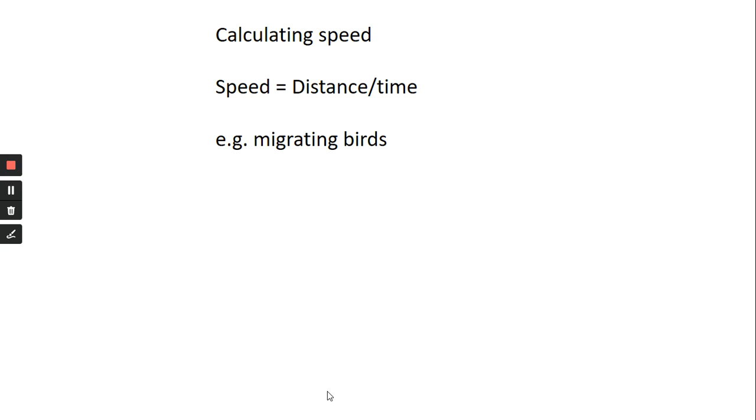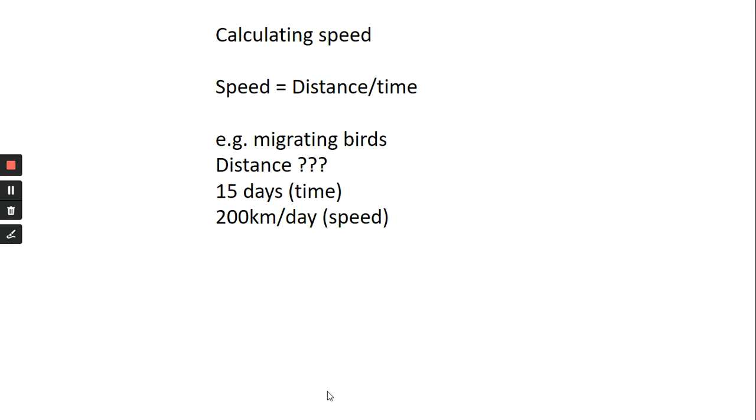Now, let's look at another one here. This is where it gets slightly more difficult. This is again with our migrating birds. This time we aren't given a distance. We know that the time is 15 days, and we know the speed is 200 kilometers a day.